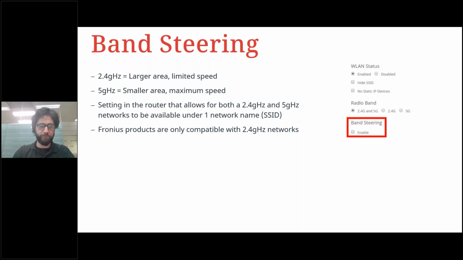So the issues that you might run into here is if this is on, the device, or the Fronius device, might not connect to it because it's only compatible with 2.4 gigahertz networks. With band steering, it'll try to direct the devices to 5 gigahertz where possible. So we just recommend going into your router settings and disabling band steering. So there's a screenshot just on the right, just showing what it might look like in your router settings.